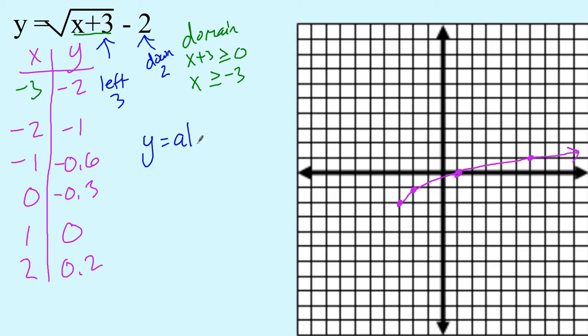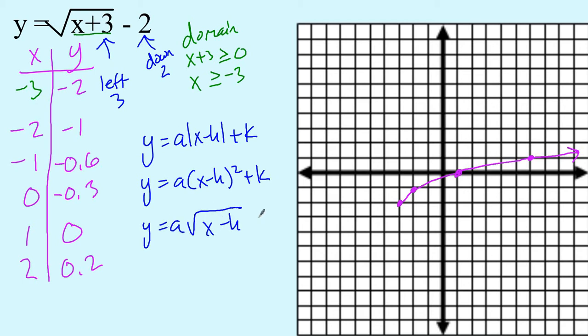Remember we did this with absolute value. We also did this with quadratics. And now we can do it with square roots. So the h and the k are going to tell you where that origin, that 0, 0, moves to. So this went left 3, down 2. That's where we shifted our graph. So if you want to do rapid graphing, you better tell me this. That's how you show your work. If you don't like rapid graphing, then just make a table.